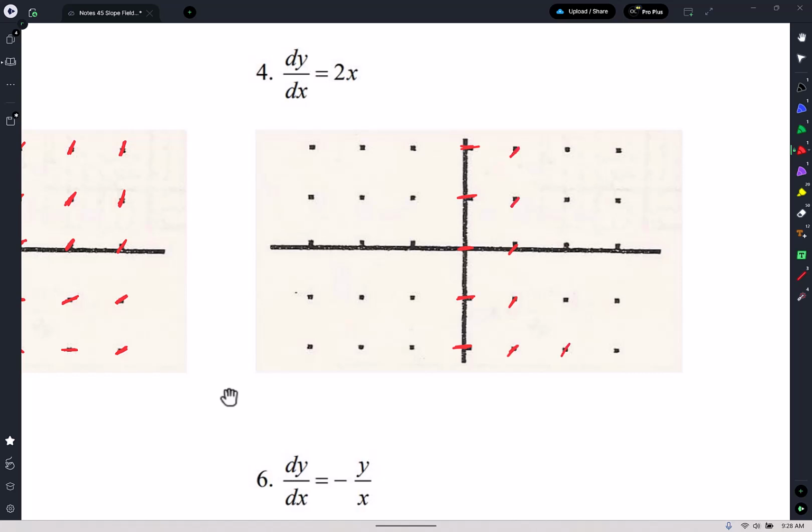Just make it steeper. Right at x equals 3, you should have slopes of 6. Just make it steeper than the previous one. At x equals -1, make slopes of -2. Make it the same steepness as x equals 1, but negative.